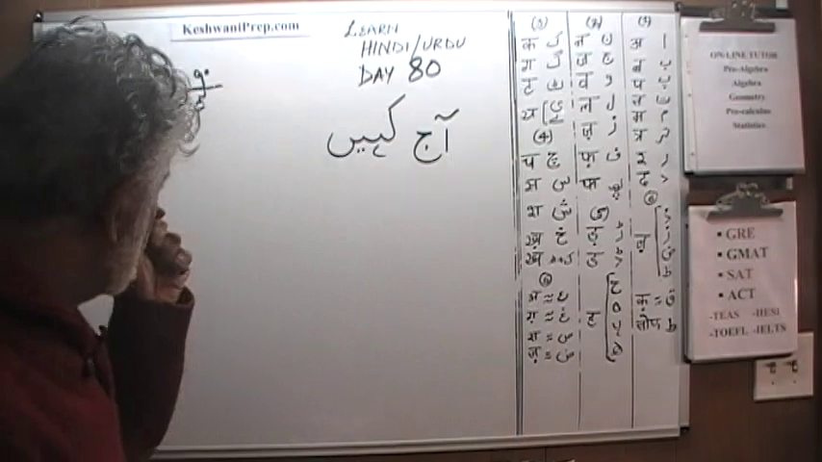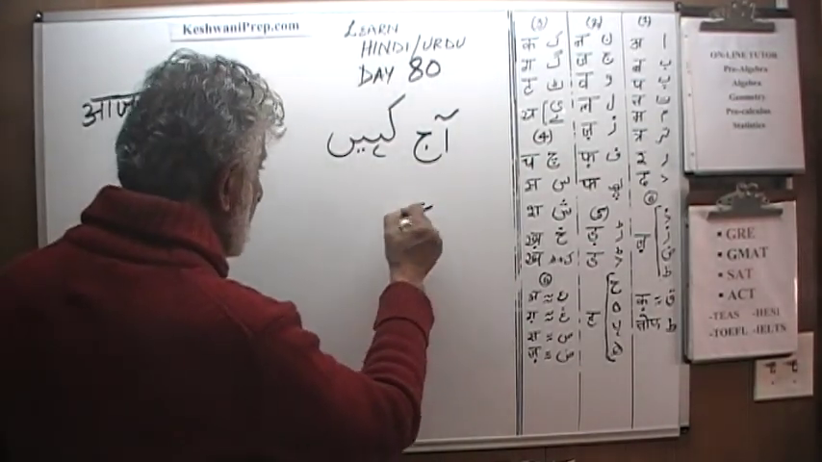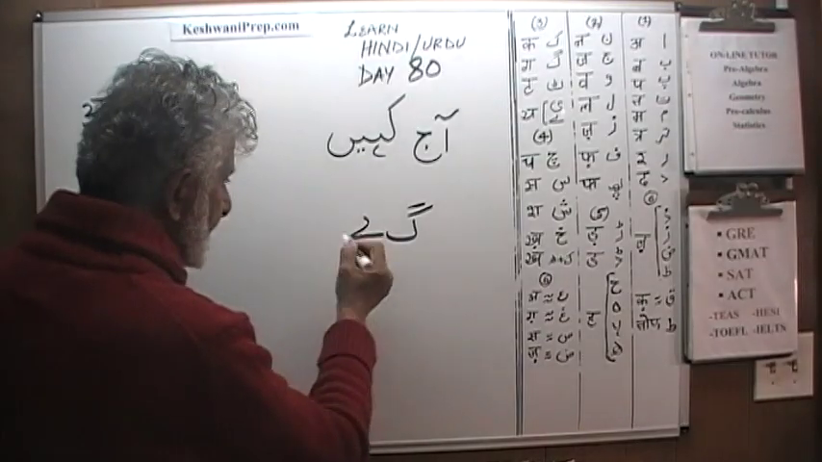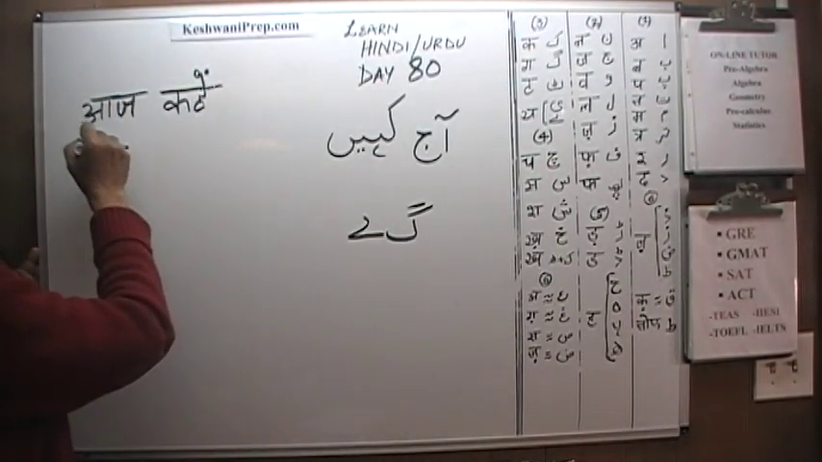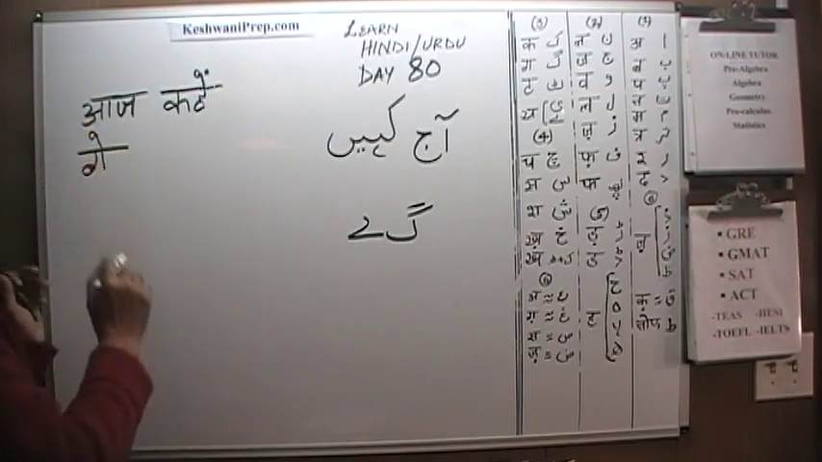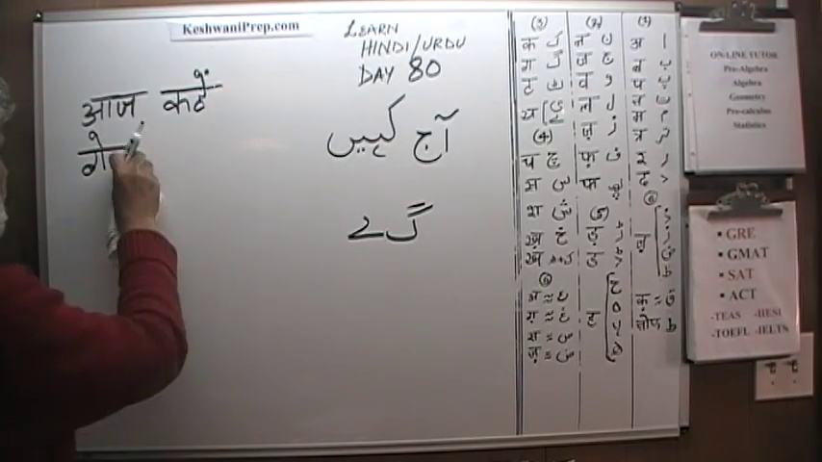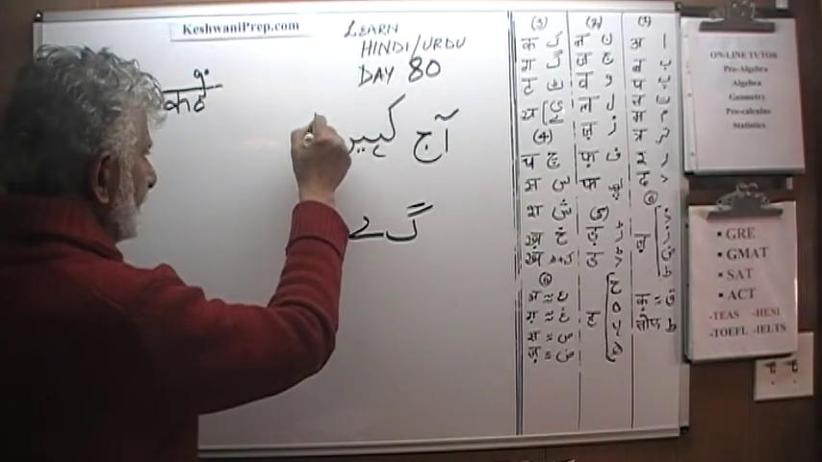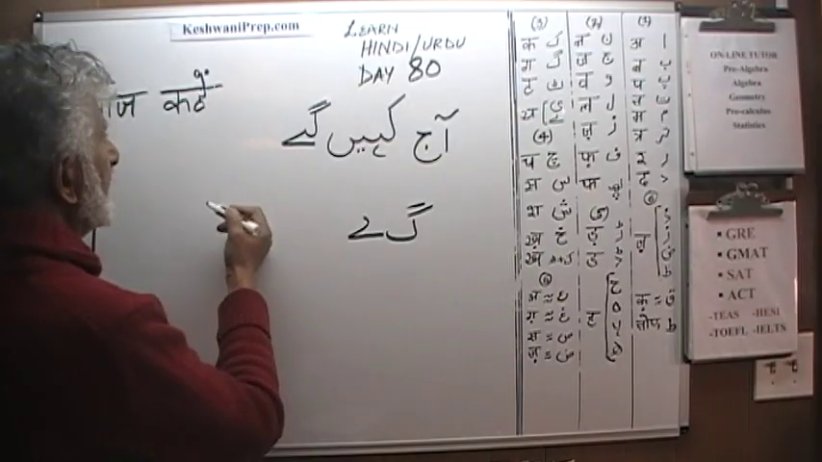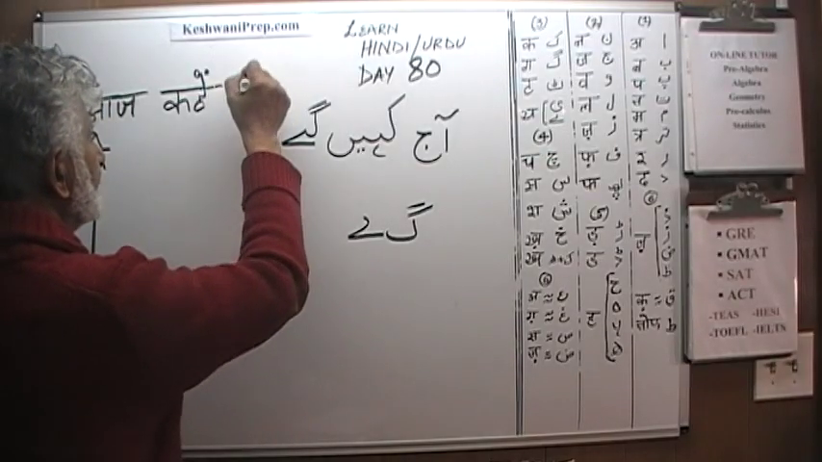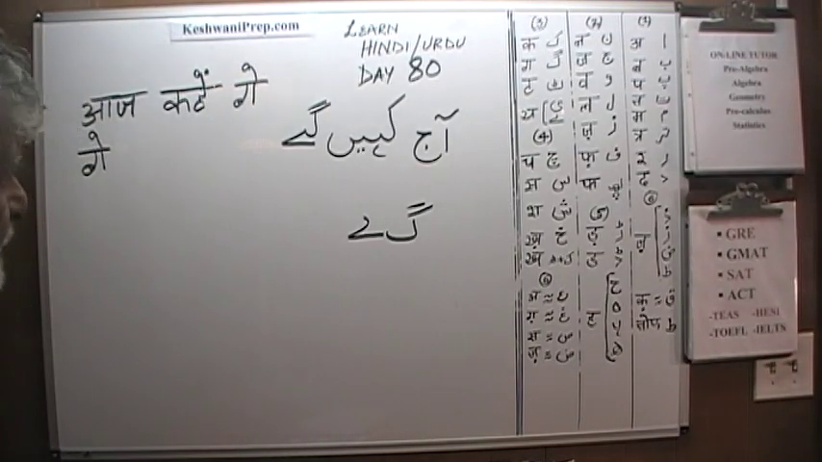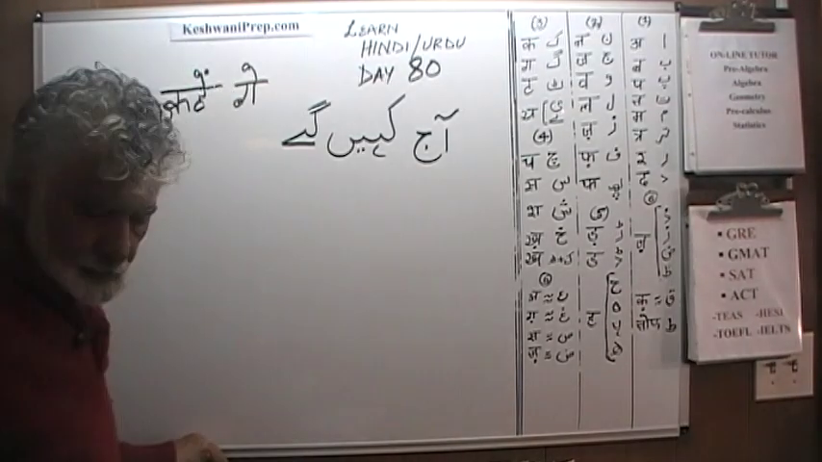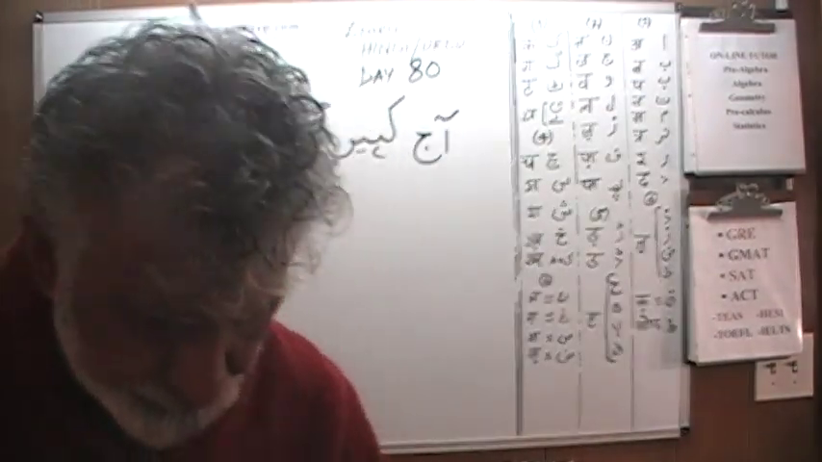Aaj kahenge. Ge is just a gaf. Ga. And then again, badi ye, which is going to give us choti ye ki matra. Kahenge. In which case, I don't need such a long one. Kahenge. Let's put them together. It's going to look like this, gaaf and a badi ye. Kahenge. Let's put it here. Aaj kahenge.